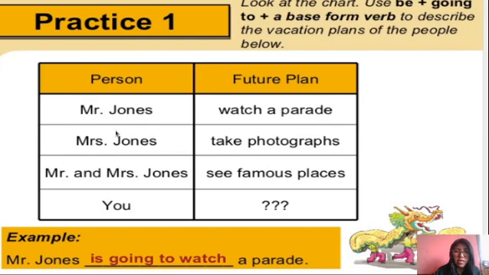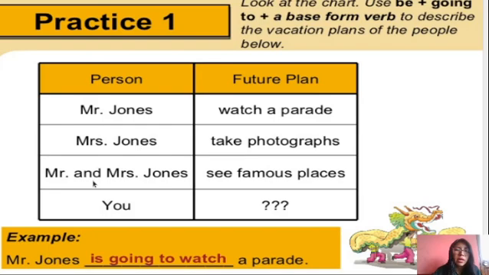In this case, I am using my subject and be going to. In this case, is because that is third person singular. Mr. John is going to watch a parade. The example number 2. Mr. Jones, take a photograph. I am going to use future. Mr. Jones is going to take photographs. Okay, remember, I am using is because that is third person singular.